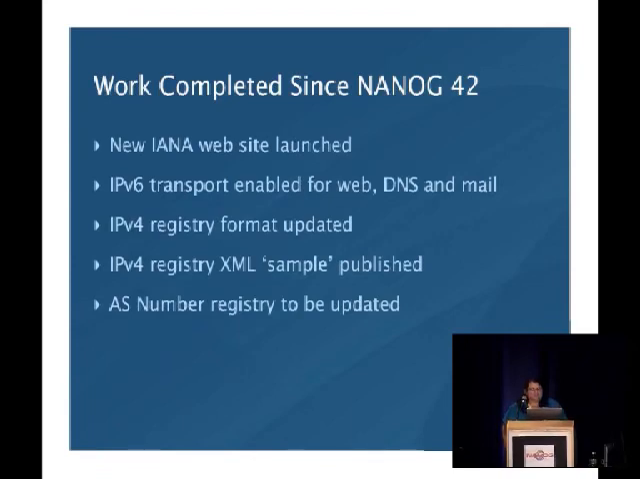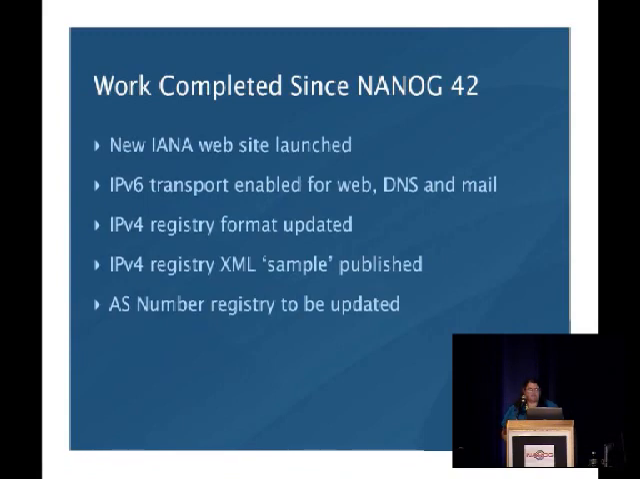We've enabled IPv6 transport for web, DNS, and mail. The IPv4 registry format has been updated. We've tried to make it more clear which things are unallocated, which things are actually reserved for specific purposes, and which have been allocated and to whom. The IPv4 registry XML sample has been published, and I'll be giving the URL for that later in the talk.